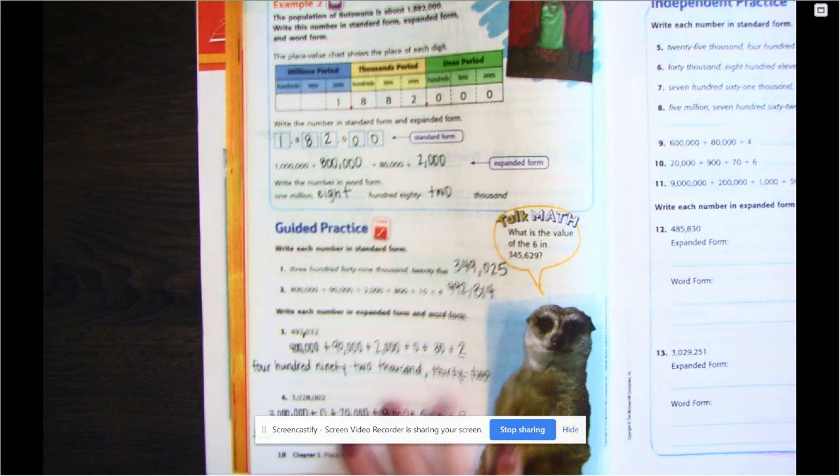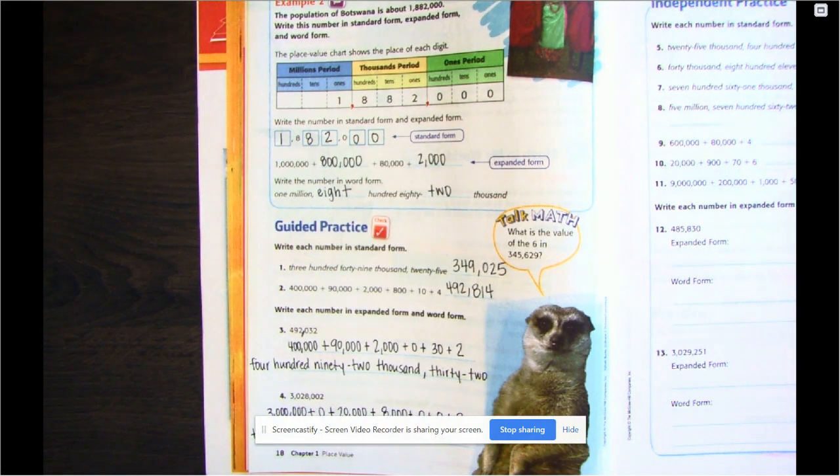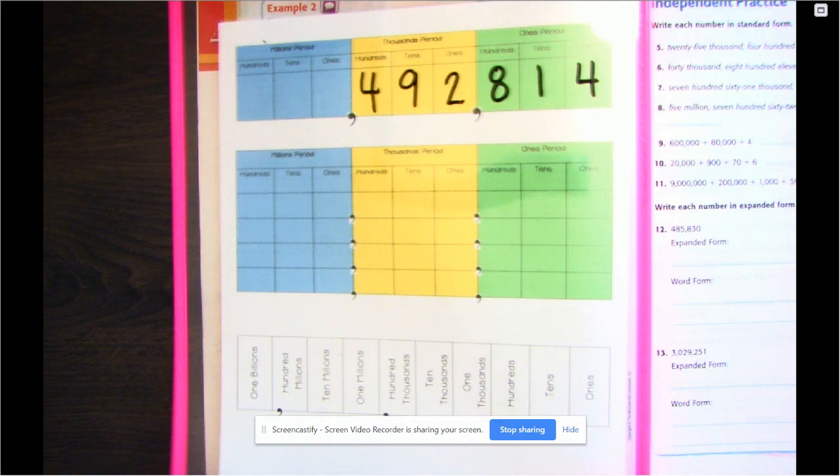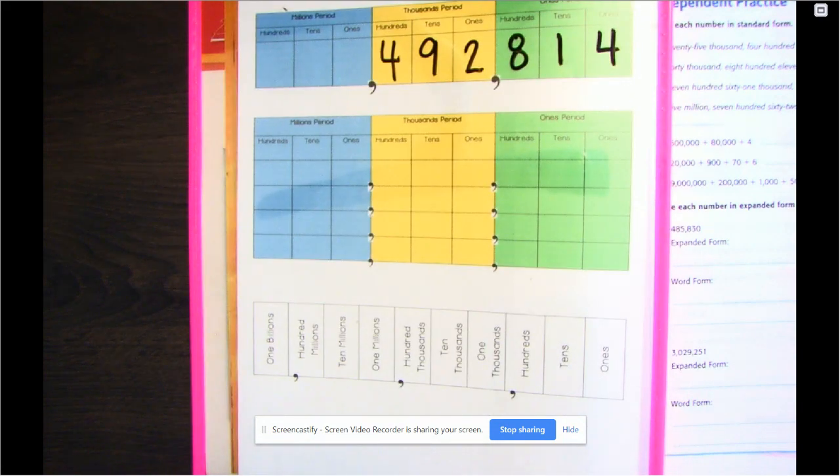So use this video, use your math journal, and then also use your place value chart that I emailed your parents. Good luck.